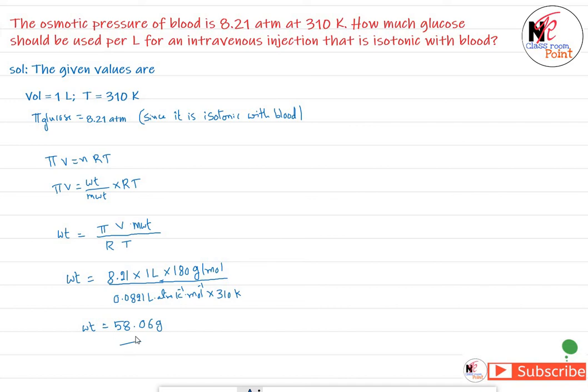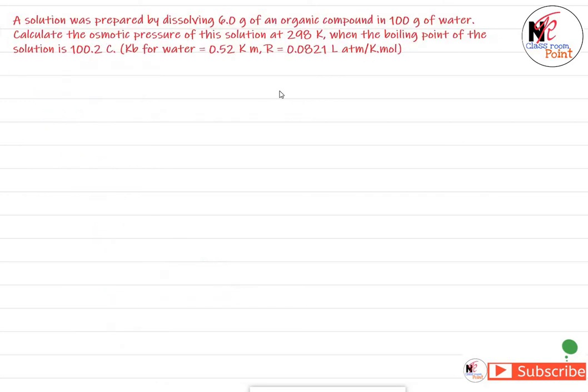Now let us go for another question of the same concept, that is osmotic pressure. The next question is, a solution was prepared by dissolving 6 grams of an organic compound in 100 grams of water. Calculate the osmotic pressure of this solution at 298 kelvins, when the boiling point of this solution is 100.02 degrees centigrade.